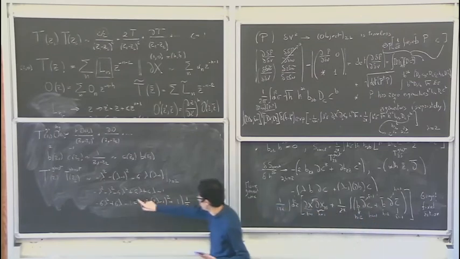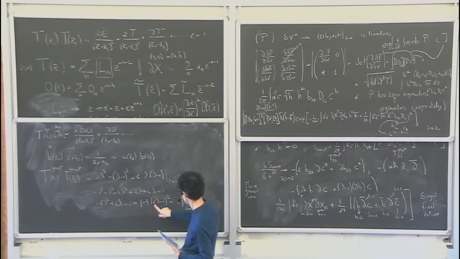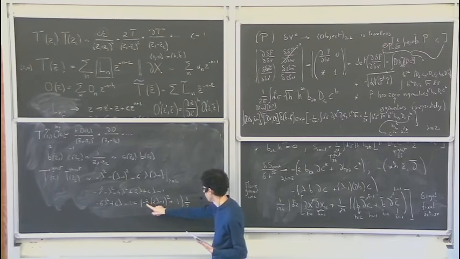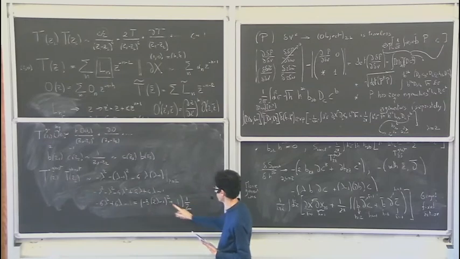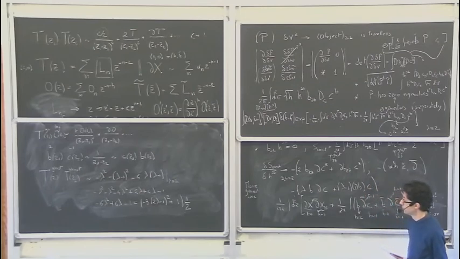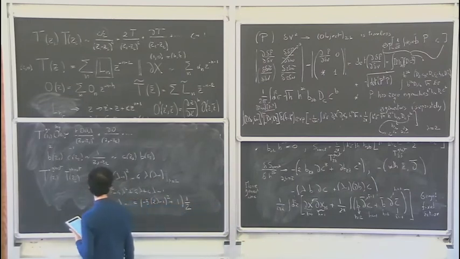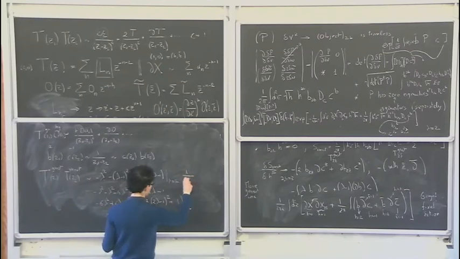Right? So 4, 5, 6, 6. Then this is 4, 3, 12 divided by 2 is 6. 4, 3, 12, 6. And then minus 3 plus 1 is minus 2 divided by 2 is minus 1. So this is the value of the quartic pole. So this is the bit that multiplies 1 over (z1 minus z2) to the fourth.